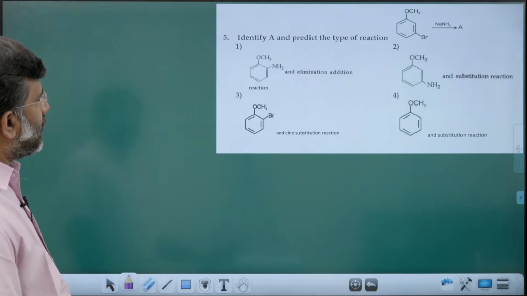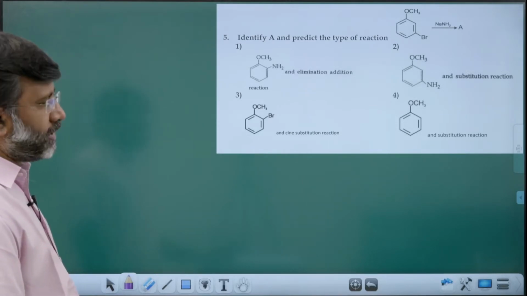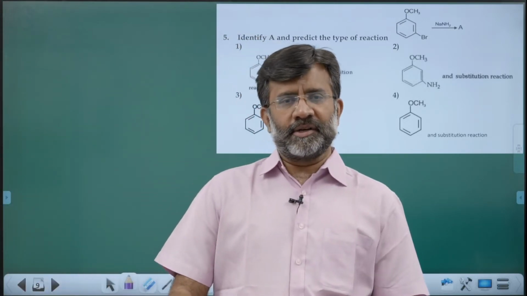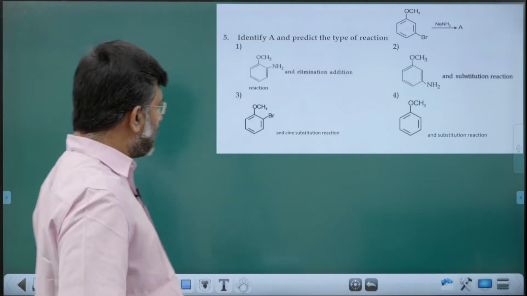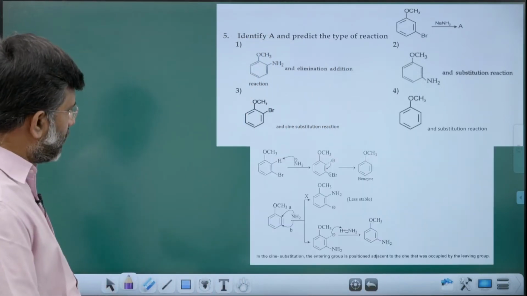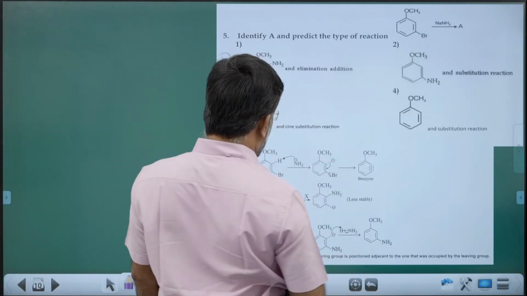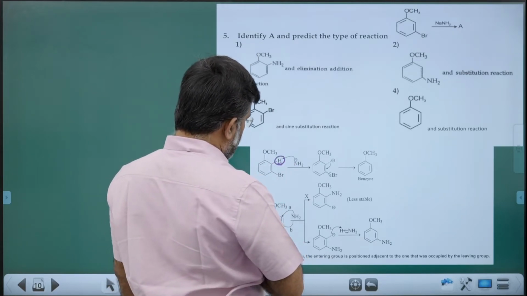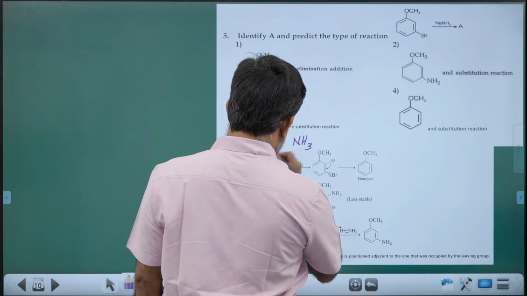Identify the type of reaction. See, this involves substitution, addition followed by elimination. That is substitution only. It is the benzyne mechanism. How is the reaction taking place? Have a look. You see, we are using sodium amide. So, amide will abstract hydrogen and it will be removed as ammonia.